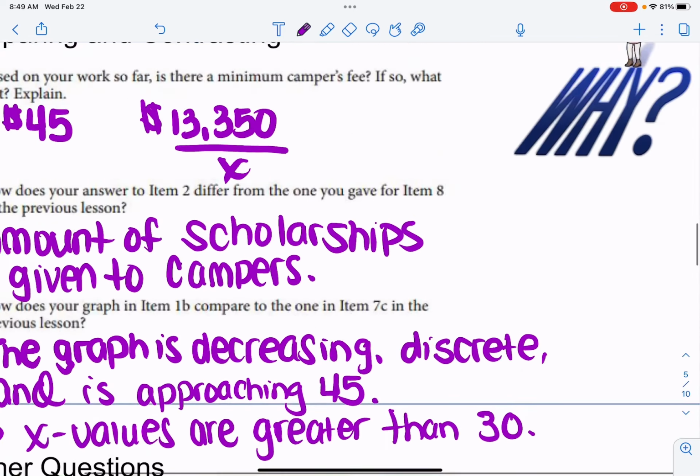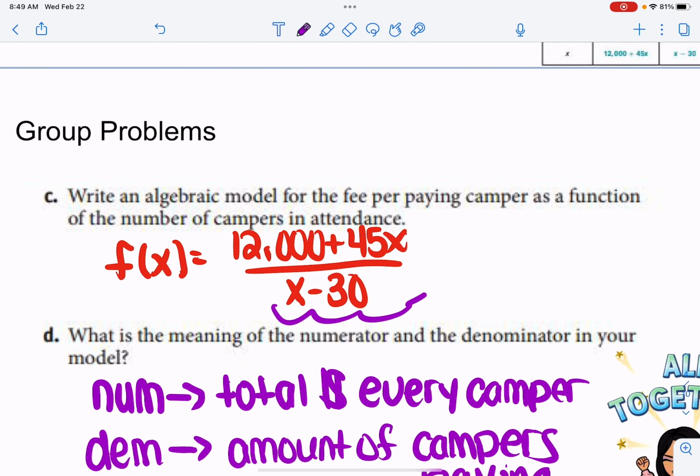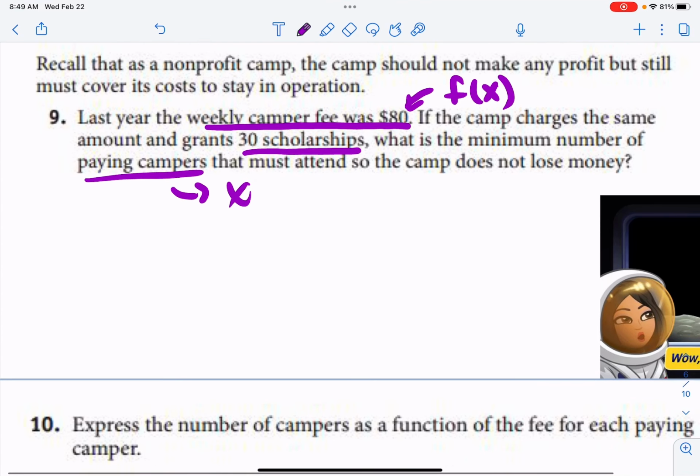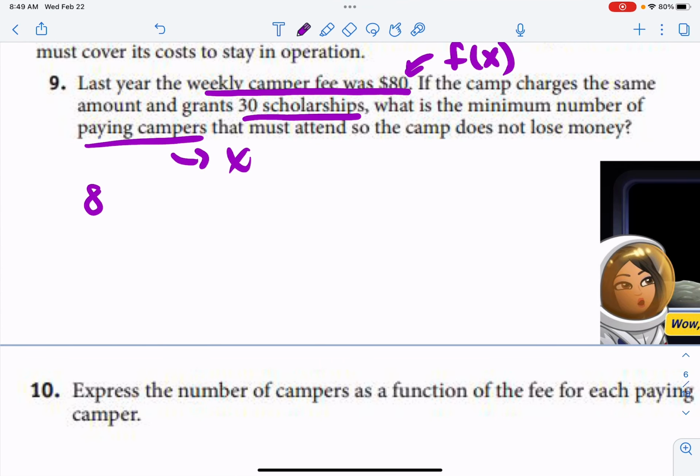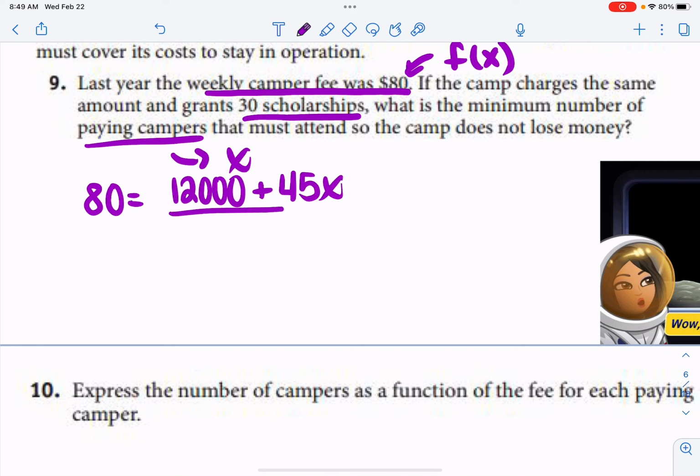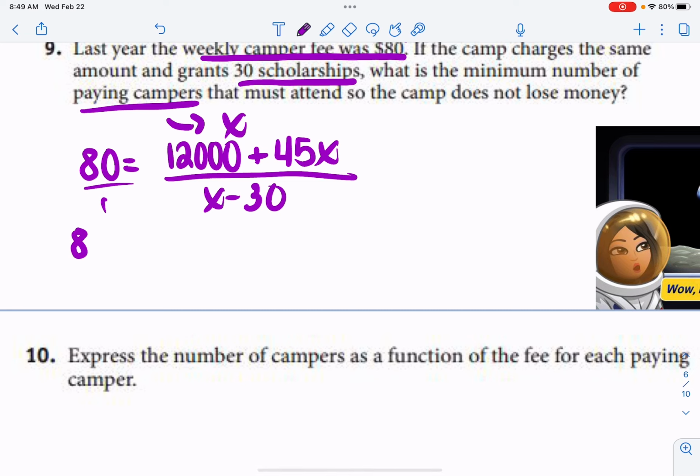So looking at our function from above, you're going to set that equation equal to 80. So I'm going to do 80 equals 12,000 plus 45x divided by x minus 30. Use your function whenever you have it. How I would solve for x from there is I would cross multiply. And so you would get 80, make sure you put it in parentheses, x minus 30. And then 1 times that is just the numerator.